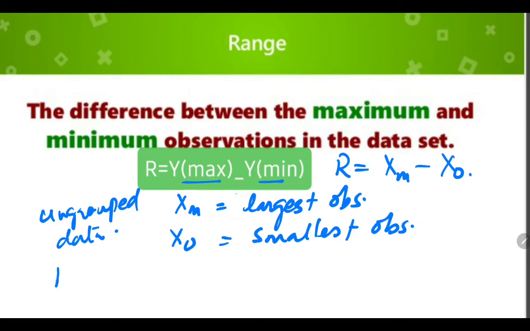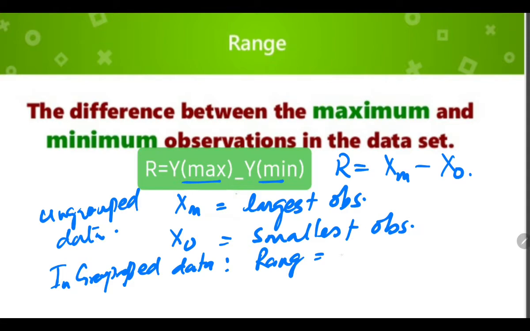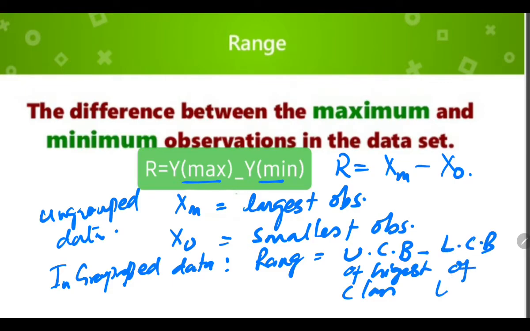When you discuss grouped data, the range becomes the upper class boundary of the highest class minus the lower class boundary of the lowest class. In other words, you can say the range is equal to the class mark of the highest class minus the class mark of the lowest class.